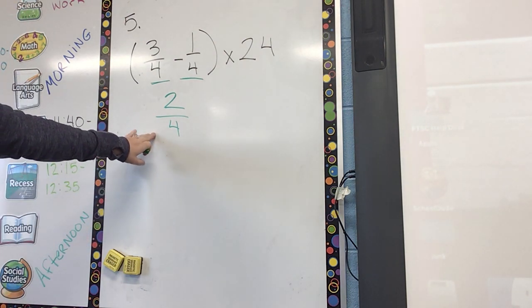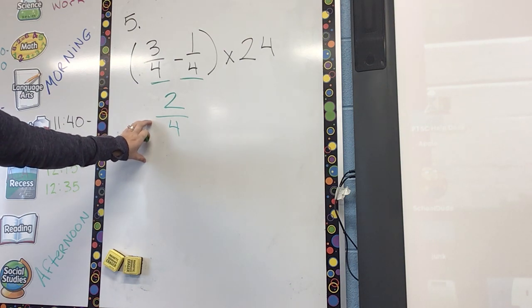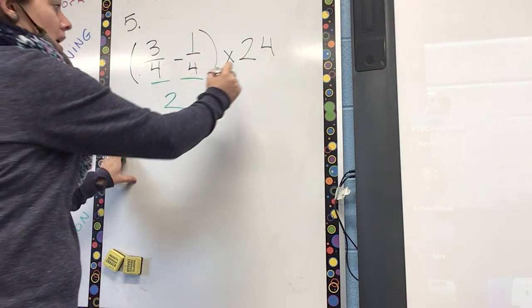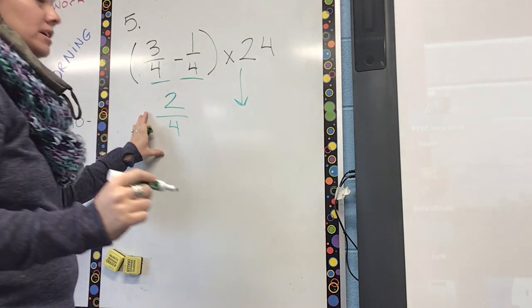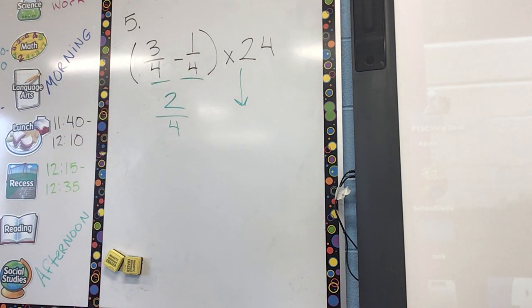No, ladies and gentlemen, here's where you get some choices. You could choose to leave it now and finish the rest of our problem. Or you could simplify it now and then finish multiplying by 24. Okay? It's your choice. You're going to get the same answer at the end either way.